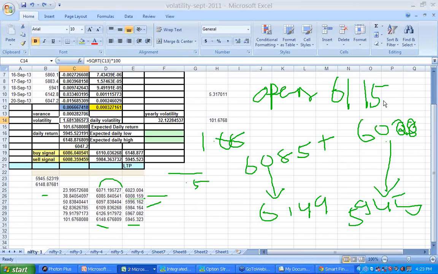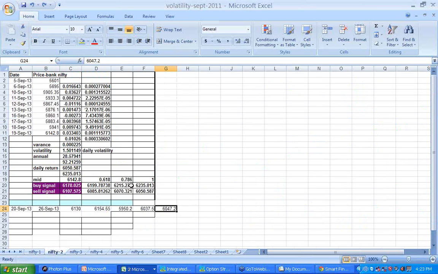So this is what we have done for the Monday market. Let us see for past data, investigate for 2-3 days and see what kind of success it has given. I have taken from 5th September to 19th September. Let us see for 20th September what it has offered. 20th September it has opened at 6130. Made a high of 6154. Made a low of 5950.